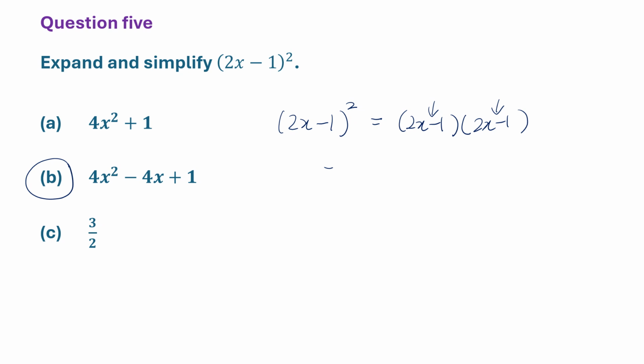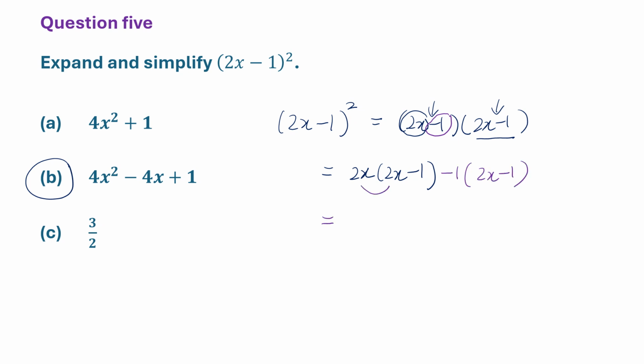So how do we do it? We're going to use the distributive law. Take 2x, which is the first term here, multiply with the second linear factor. Go back to the second term in your first linear factor, which is negative 1, multiply with your second linear factor.